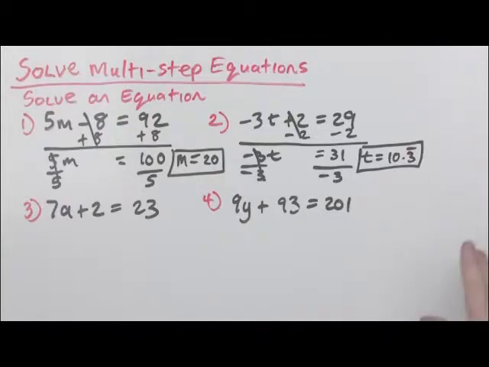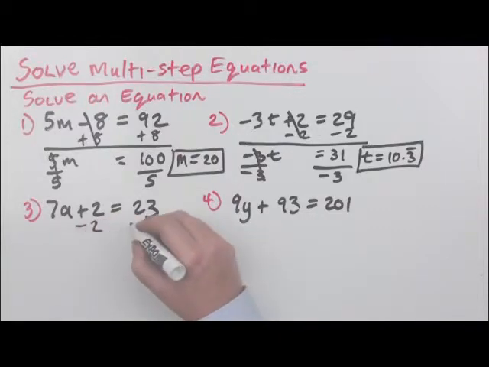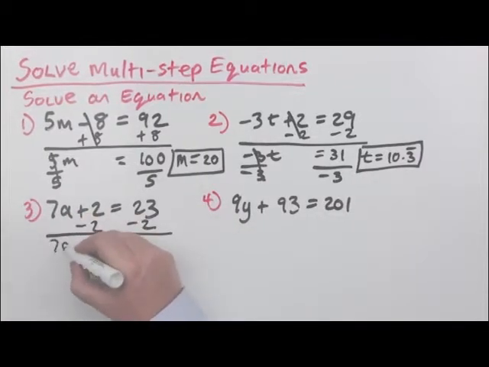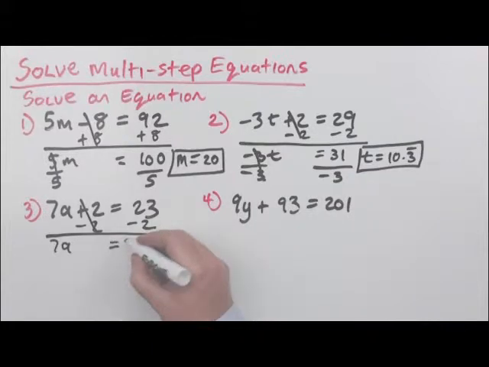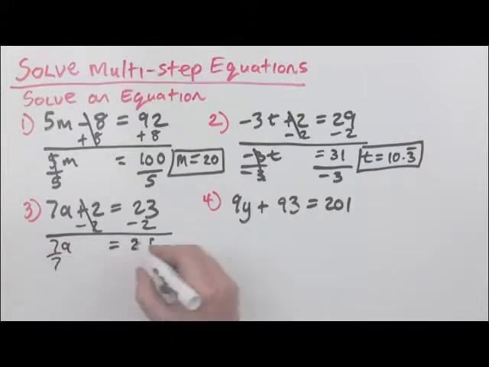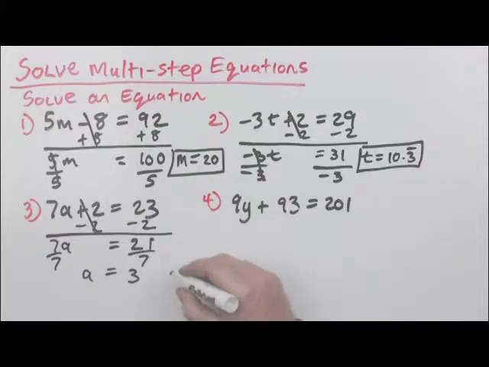Okay, so here I'm going to subtract 2 from both sides. So subtract 2. Let's see, that would be 7a, cancel out, is equal to 21. Divide both sides by the coefficient, which is 7, and a is equal to 3. And the answer is a is equal to 3.